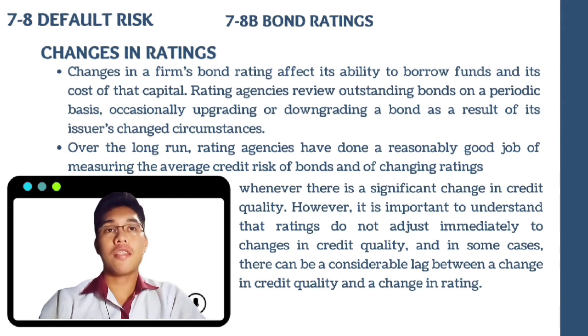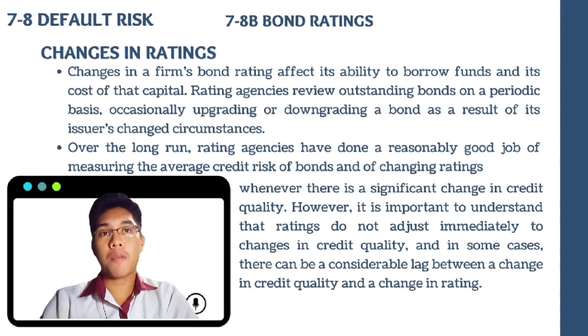Rating agencies review outstanding bonds on a periodic basis, occasionally upgrading or downgrading a bond as a result of its issuer's changed circumstances. For example, on March 20, 2015, S&P raised the corporate credit rating of Apartment Investment and Management Corp., or AIMCO, one of the largest owners and operators of apartment communities in the US, from BB plus to BBB minus. S&P's decision to upgrade the firm's credit rating was due to its well-diversified apartment portfolio, both in terms of geography and price, the expectation of modest rent increases, and a modest decline in its debt levels.